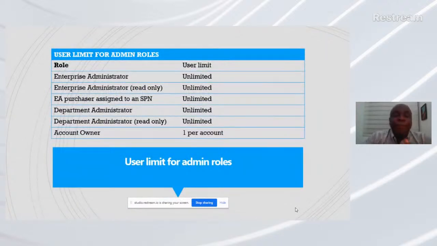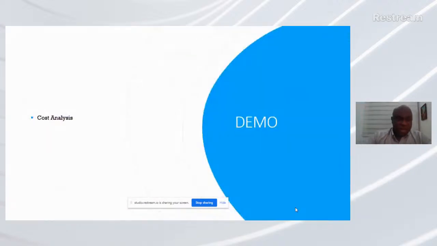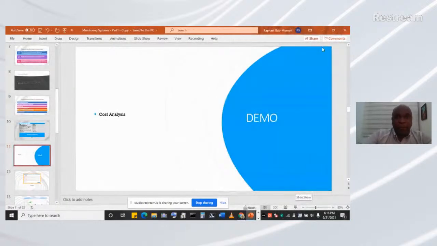Moving forward, the enterprise administrator has unlimited roles. All the roles are unlimited except the account owner. The account I told you I opened yesterday is an account owner account, and I can only do one thing. Now, ladies and gentlemen, I'll be moving us to the Azure Portal so that we can view from there.